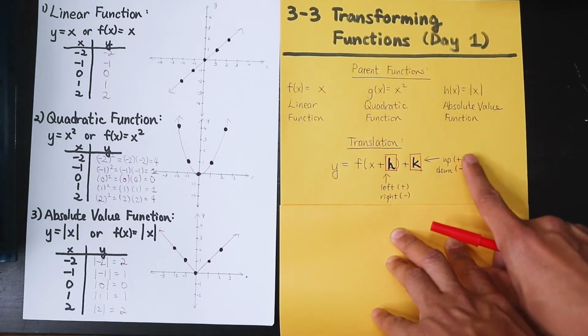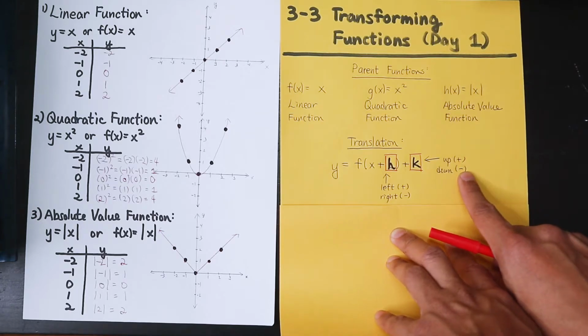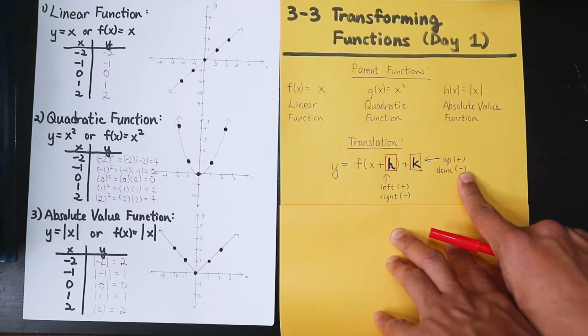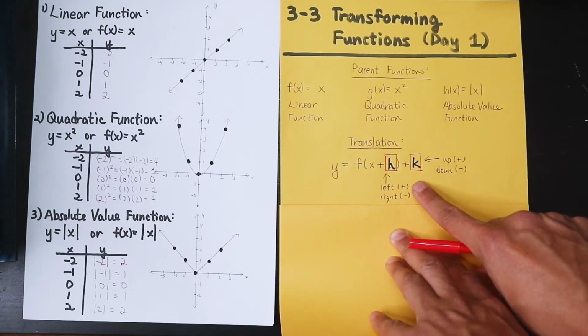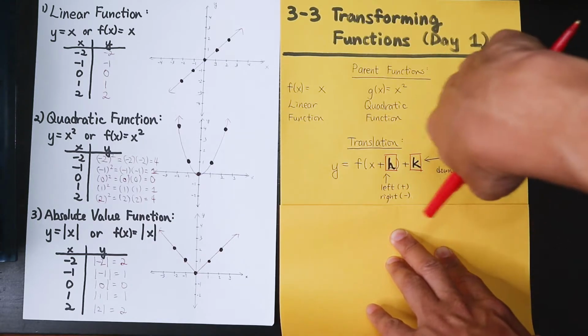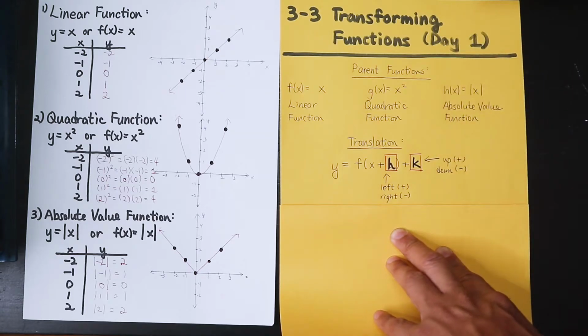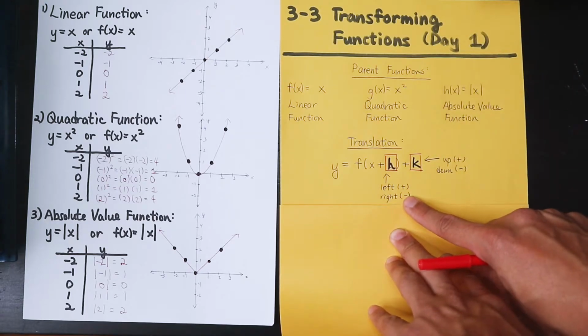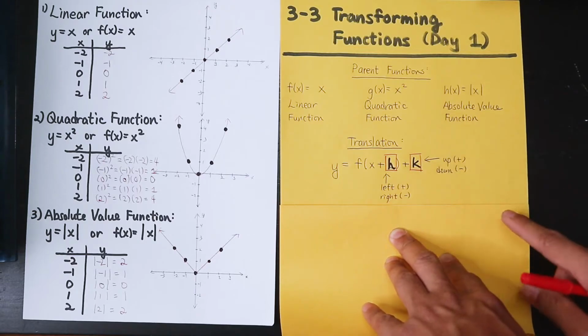So positive, negative, kind of the same as what we learned in the past from elementary school or middle school. But for left and right, you notice that the sign is kind of reversed. Usually for right, it's positive, just like a number line, but in this case, it's reversed. So negative to the right and positive to the left.